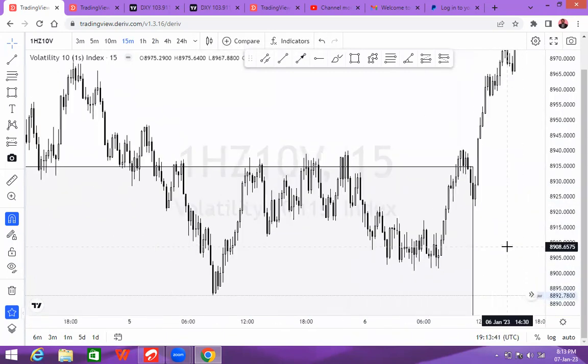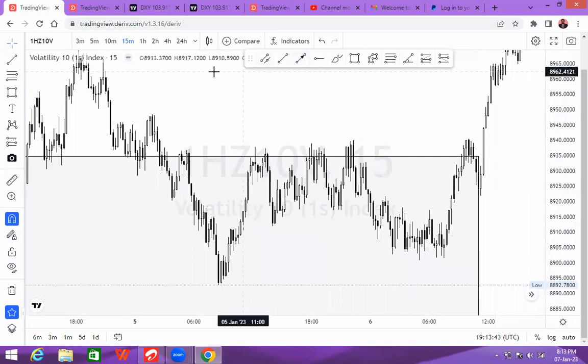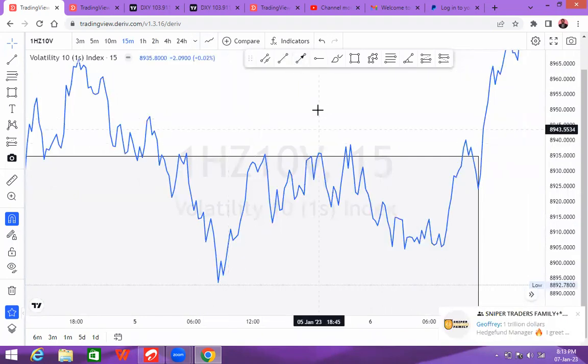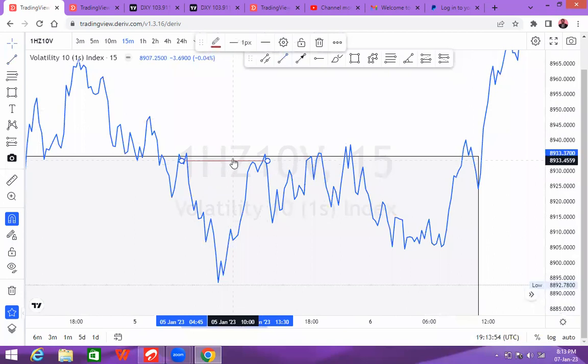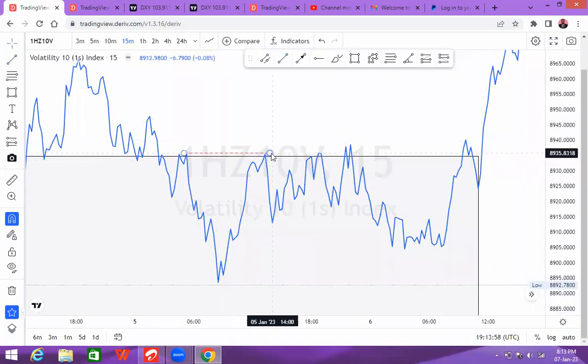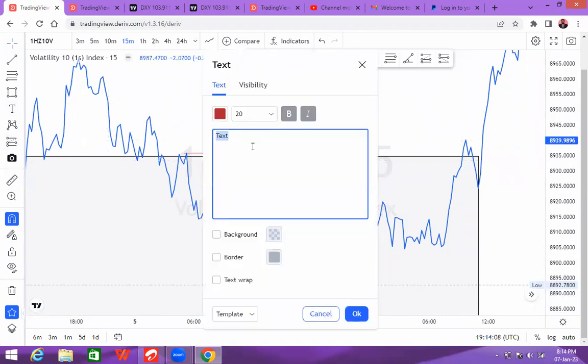This is 15 minutes. Let me turn this to the line chart so that it will be clearer. You see the line chart? This was what I saw on the line chart. Price came and closed below this. Look at it. Price came and closed below this. So this was a break in market structure to the upside.